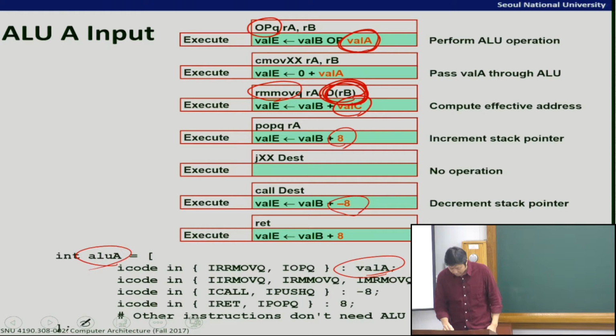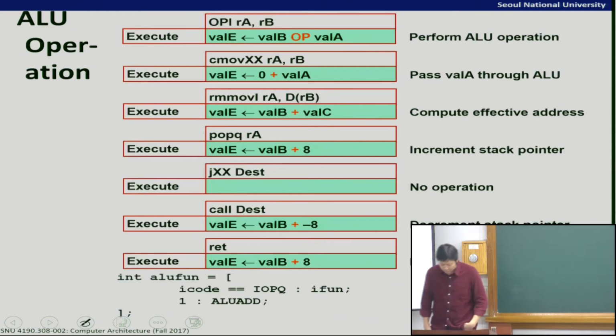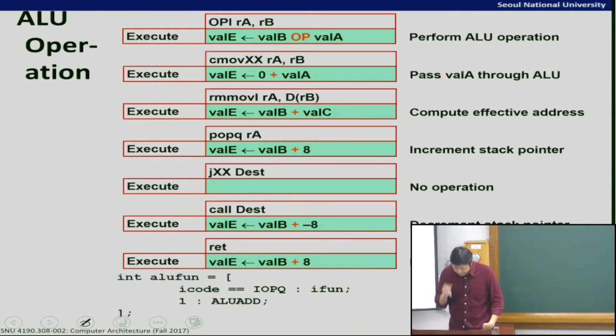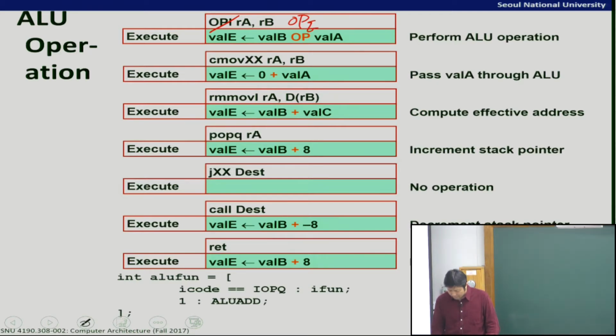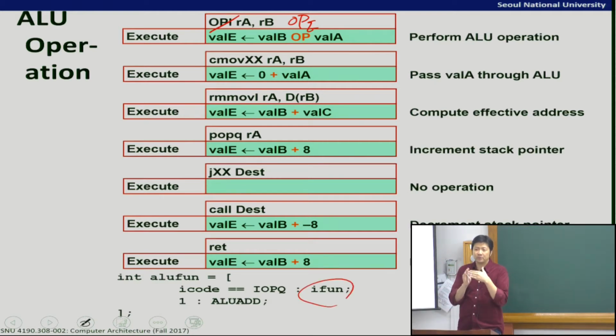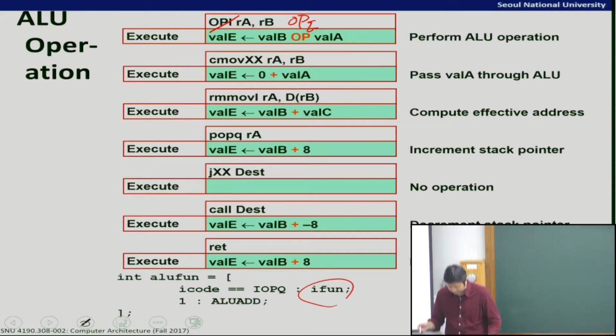So that's basically how we select the input value, the input A to the ALU. And what about the operation? In the case of the operation, it's relatively simple. If the instruction was an OPQ instruction, then we select whatever operation is specified by the instruction. It'll be add, sub, XOR, or AND, depending on the function part, ifunc.